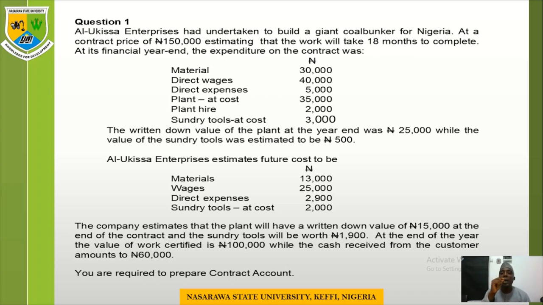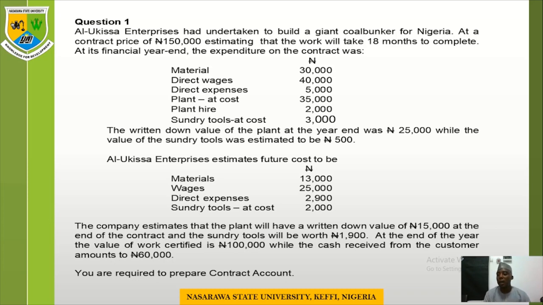So by virtue of these questions, the expenses that were incurred in Alcasa are in two aspects. There were the current expenses and there were futuristic expenses. For the current expenses, one, you debit materials. Take it to the debit side of the ledger, write materials, amount 30,000 debit. You also report the direct wages as an expense. You also debit the contract account with 40,000 by writing direct wages, amount 40,000.